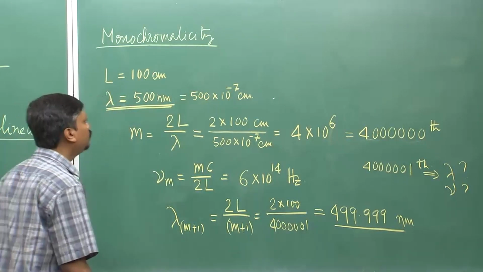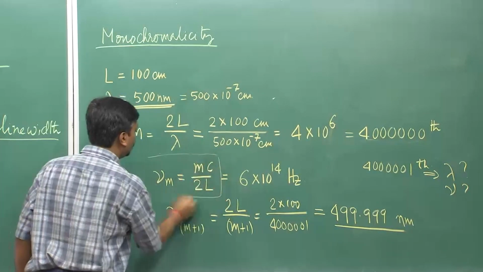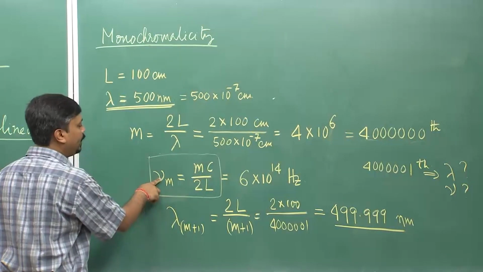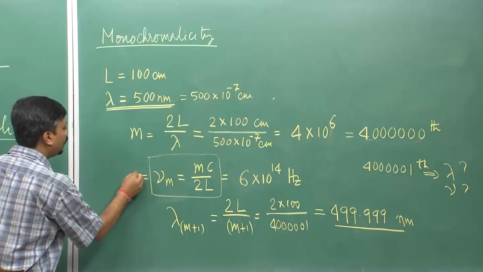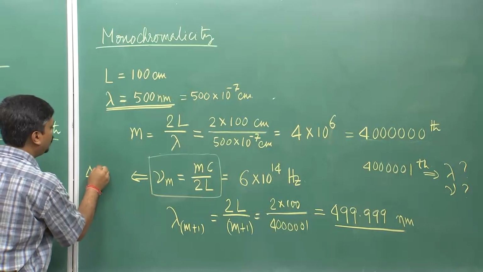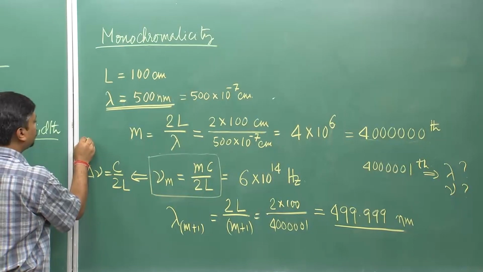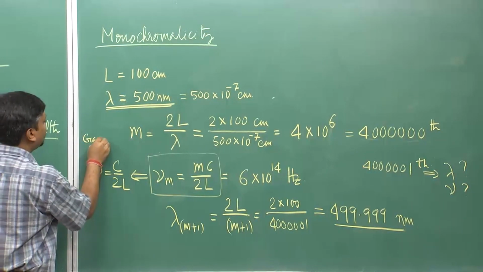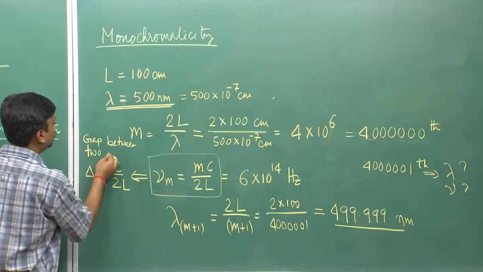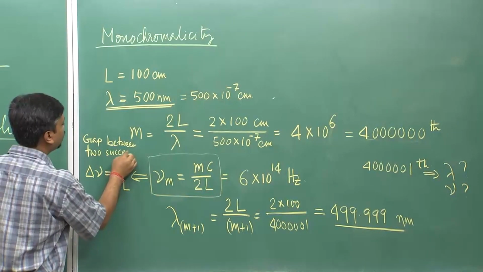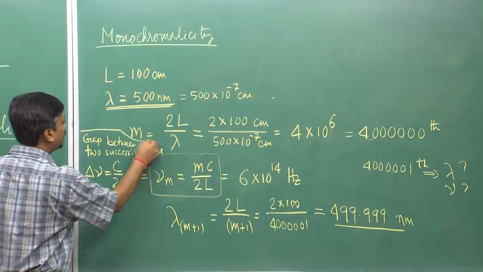So the distance between two modes in frequency, this is the frequency, right. So if I take nu m and nu m plus 1, we can easily figure out that delta nu equals c by 2L. So this is the gap between two successive modes, or adjacent modes, okay, and I am talking about frequency gap.